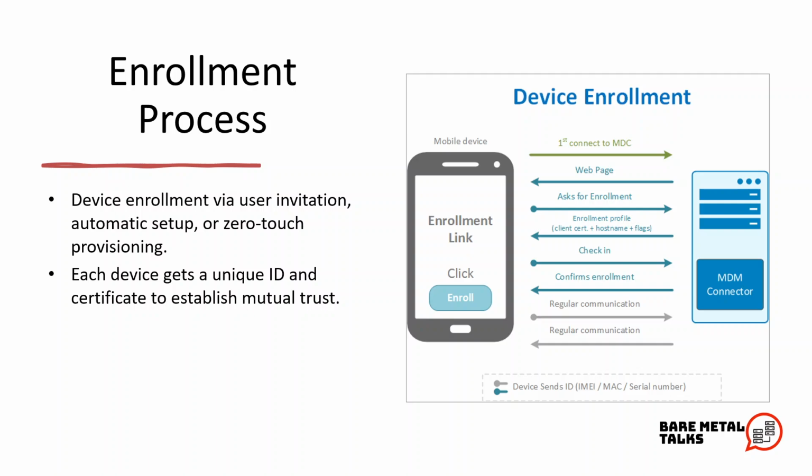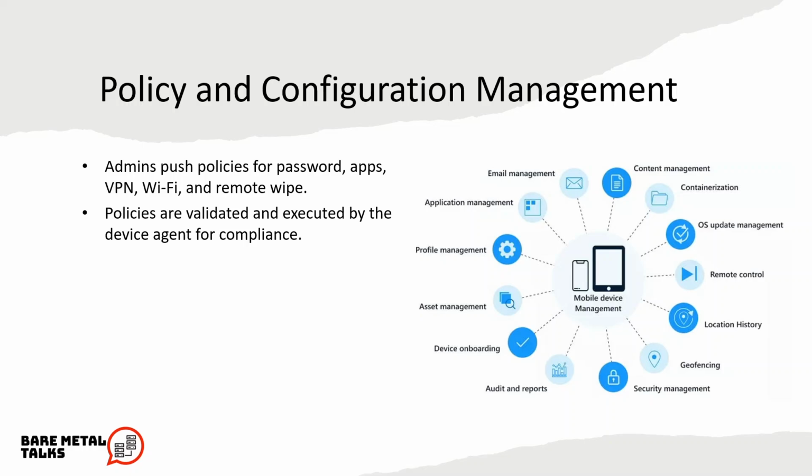Next comes policy delivery. The server sends configuration payloads, like Wi-Fi SSIDs, VPN profiles, or app restrictions, in a secure XML or JSON format. Finally, command execution. The device downloads these settings, applies them locally, and sends a status report back to the server, success or failure.